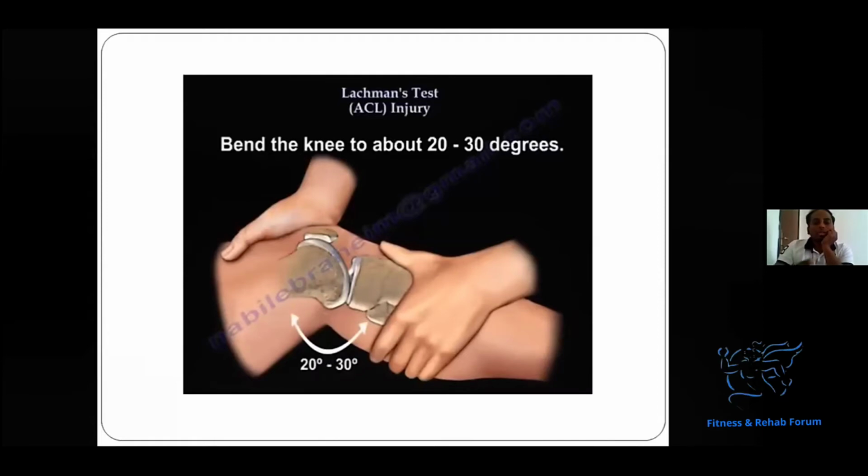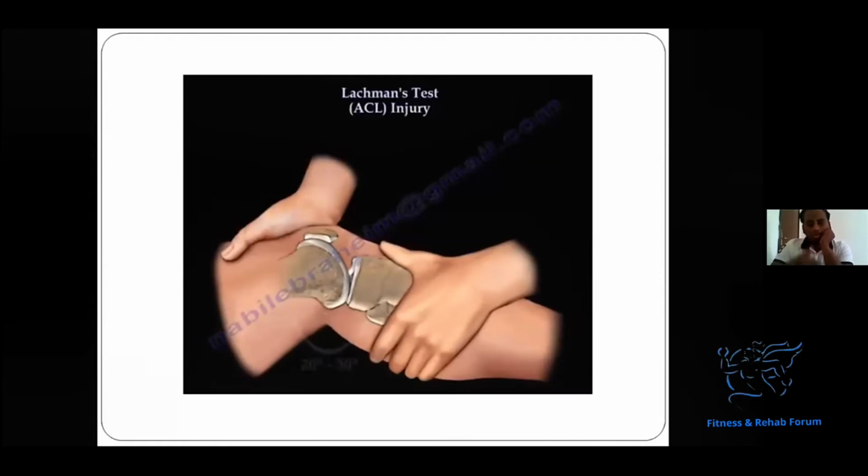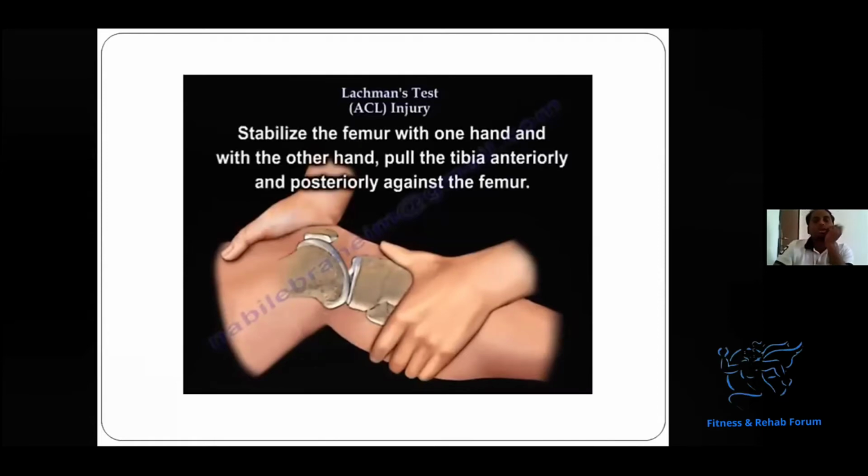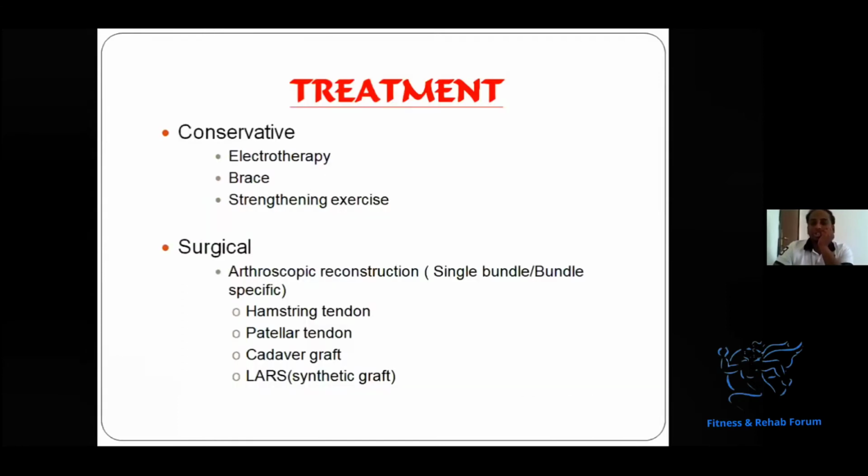So as I said, we have to compare with the opposite leg also, so that we can come to a judgment whether it is injured. So coming to the treatment part, one is the conservative treatment, another one is the surgical treatment. In conservative treatment, we do a lot of electrotherapy, UST, laser, TENS, IFT or whatever.